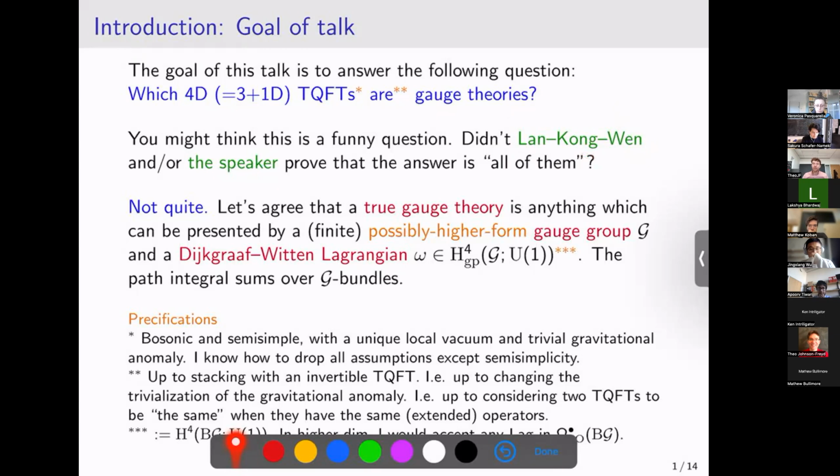The classification is really due to Lan, Kong, and Wen. There are two papers: a paper of Lan, Kong, and Wen, and then a paper just of Lan and Wen that followed up on it. Really all the main ideas are already in those papers. My contribution was to fill in some mathematical steps, to move the statement to a more mathematically precise foundation. And the punchline of the talk is the following.